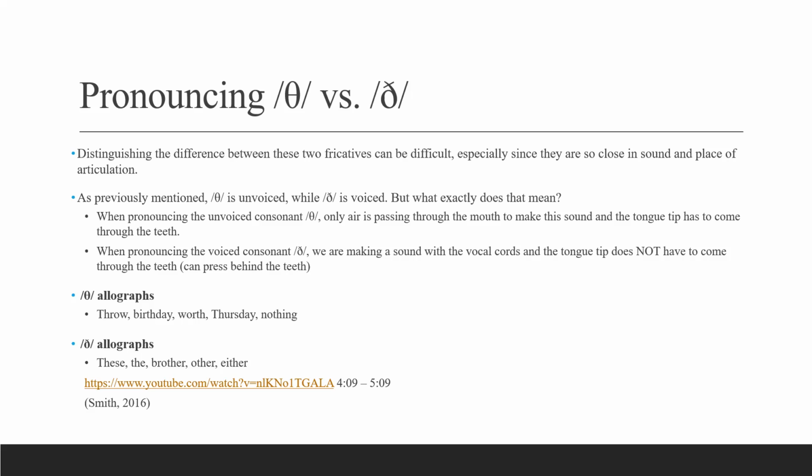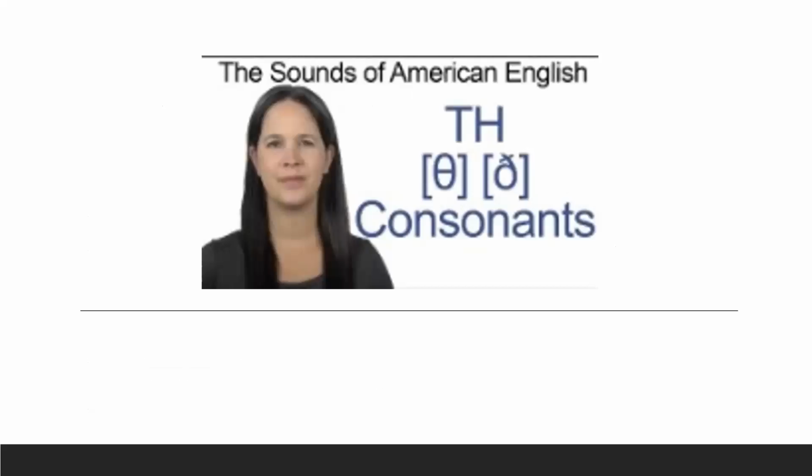So for th allographs, we have throw, birthday, worth, Thursday, and nothing. And for v allographs, we have these, the, brother, other, and either. And I also found a really helpful video to help distinguish between the two, just in case it ever gets confusing.